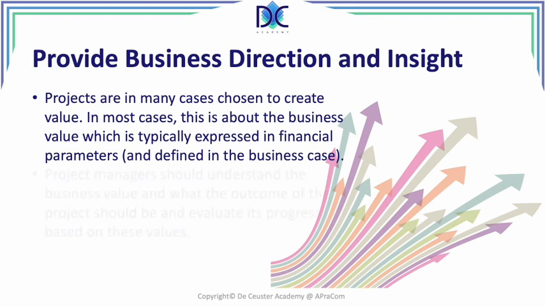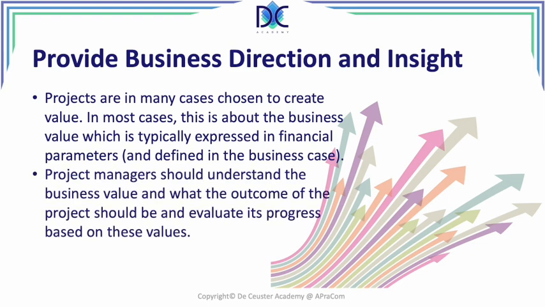When we look at project managers, they should understand the business value and the outcome of the project and its effect on the project evolution, the project progress. Understanding what happens with the project when you make decisions, what is the effect of those decisions on the financial parameters? What business direction do we have to follow? How do we deal with all these things? The project manager should be aware of that, should be supported in these decisions, and should understand what is happening whenever a decision is made related to the business aspects of the project.